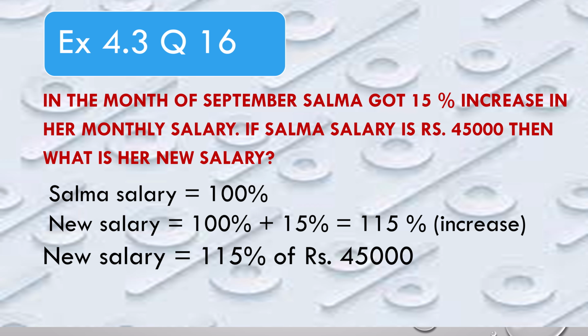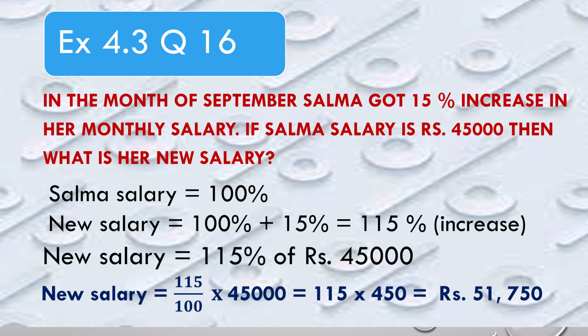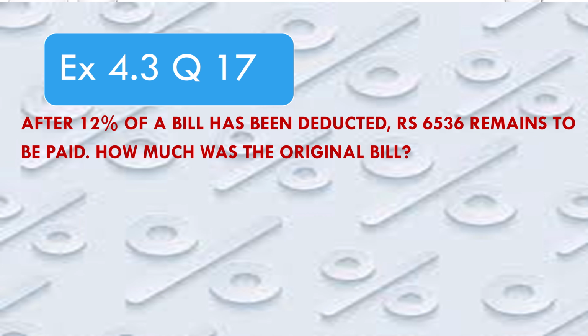After taking 115%, the first step is to remove the percentage symbol. We get 115 over 100 and we will multiply it by 45,000. Cutting the zeros, we get 115 into 450. Now the answer is 51,750. Now her salary is increased from 45,000 to 51,750. Got it?